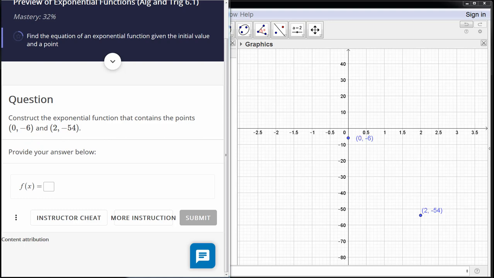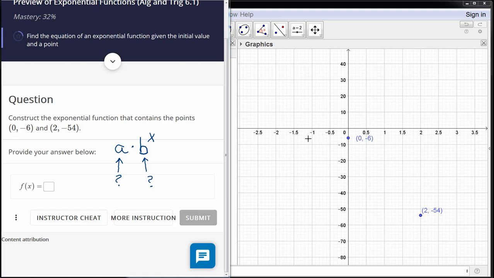The idea is we know that an exponential function looks like a times b raised to the x power. And so we need to figure out what's the value of a and what's the value of b. That's what we're trying to do. And the only clue we have is we know these 2 points. We know the point (0, -6) is on the graph, and we know that (2, -54) is on the graph.